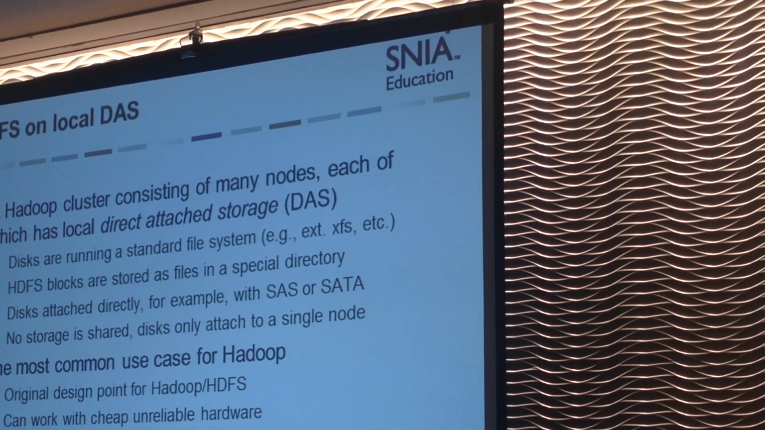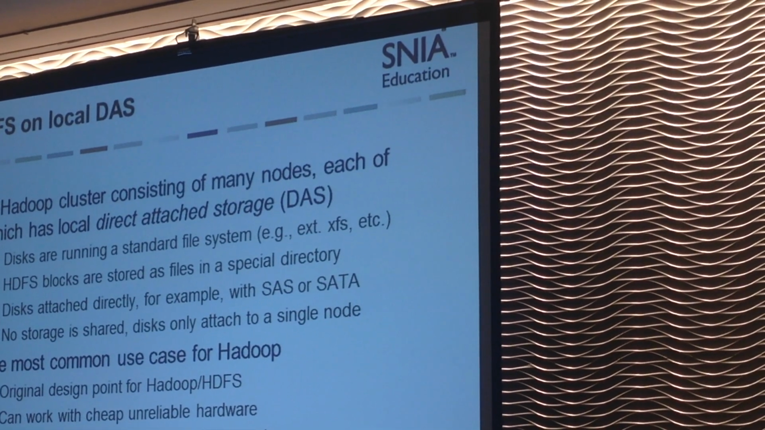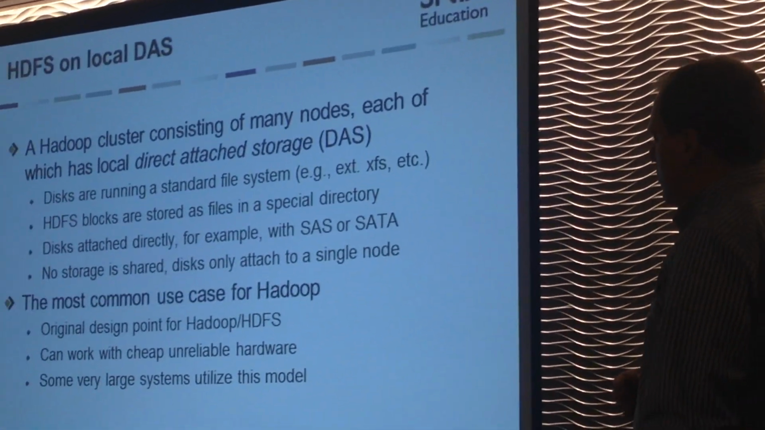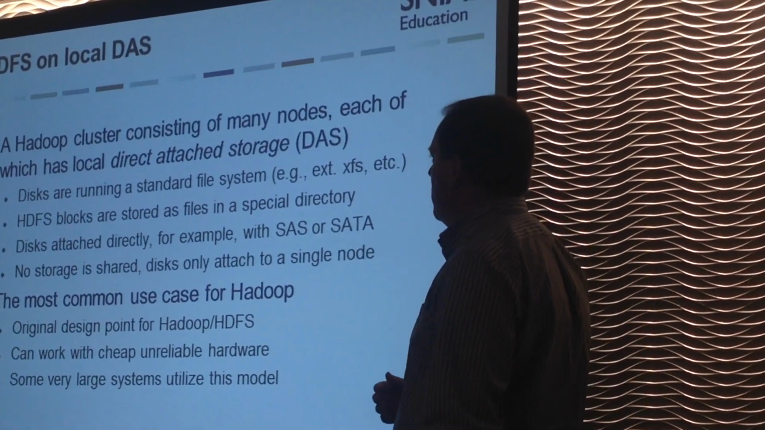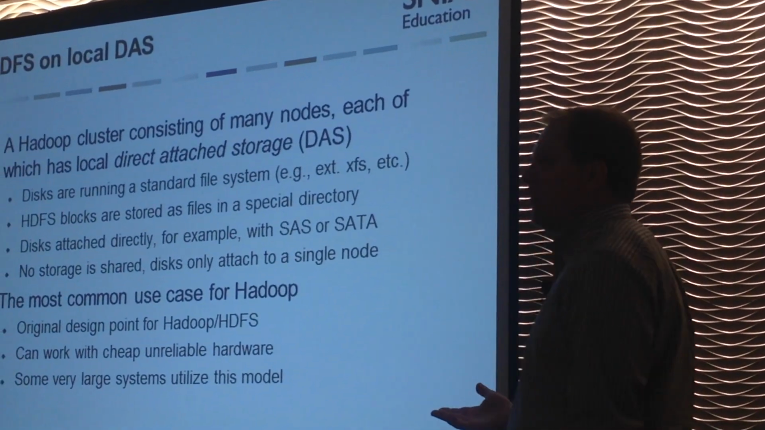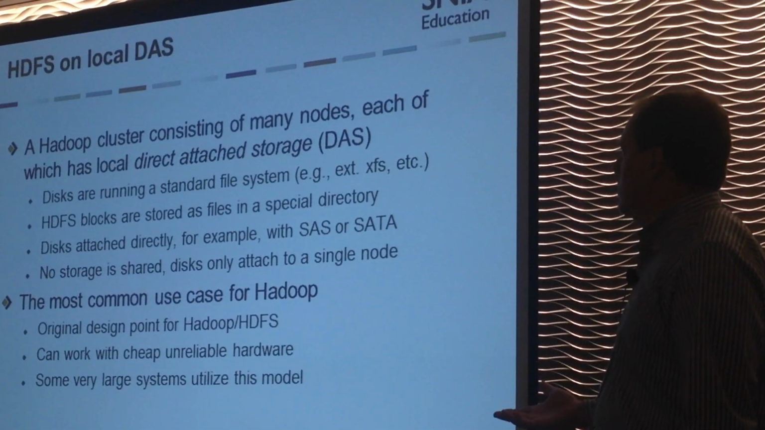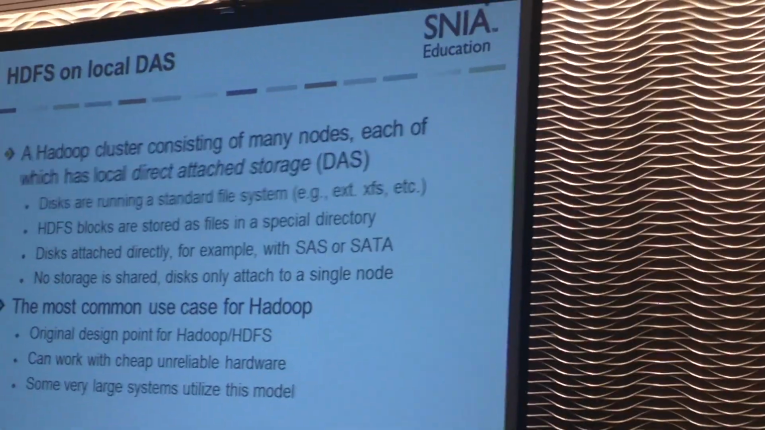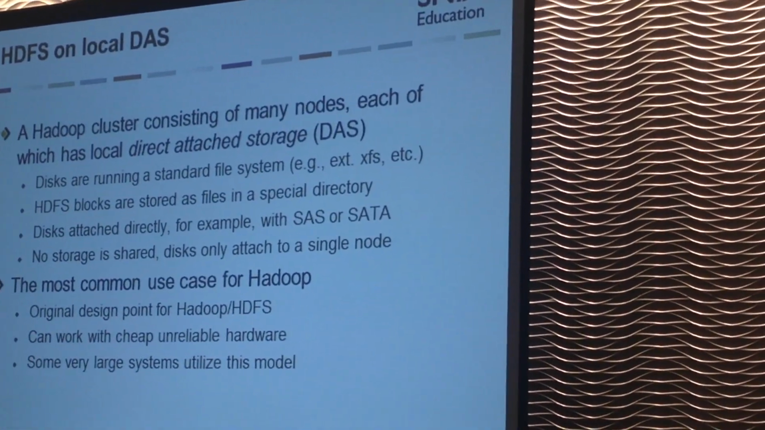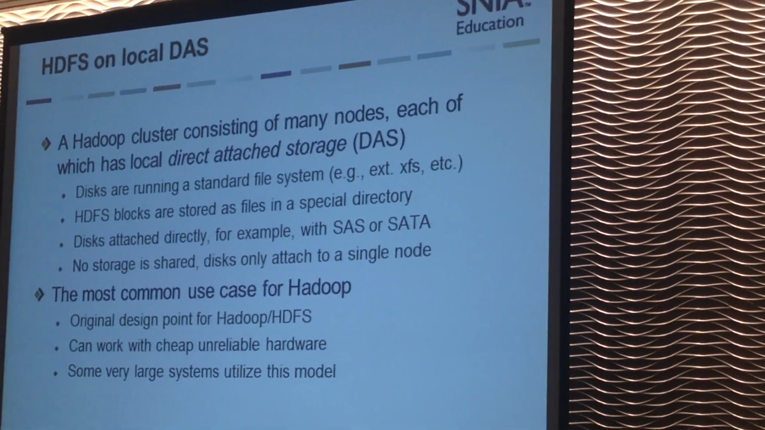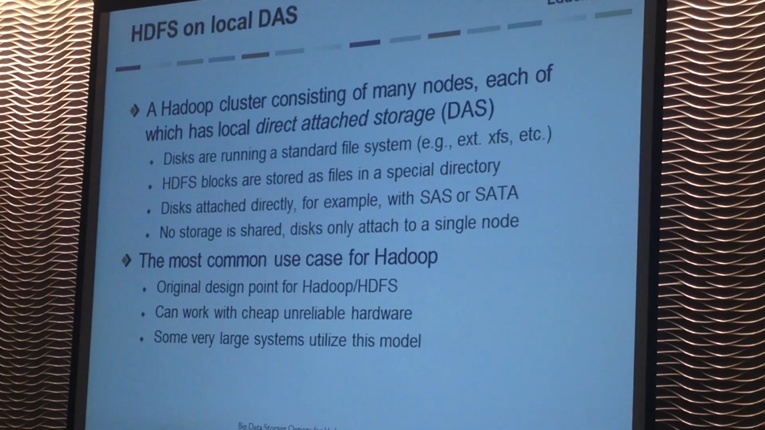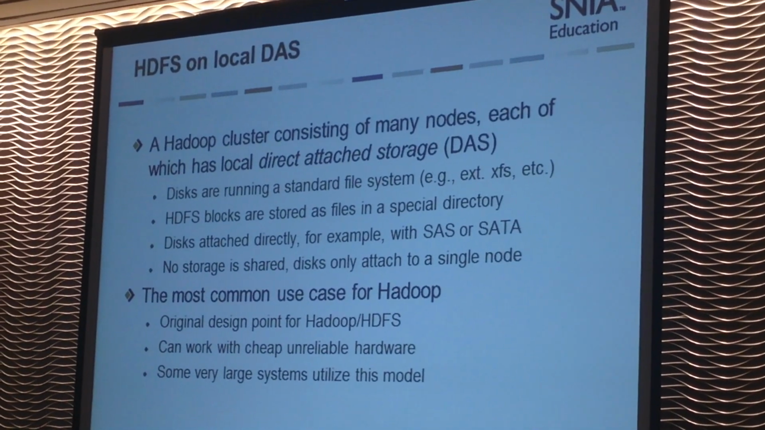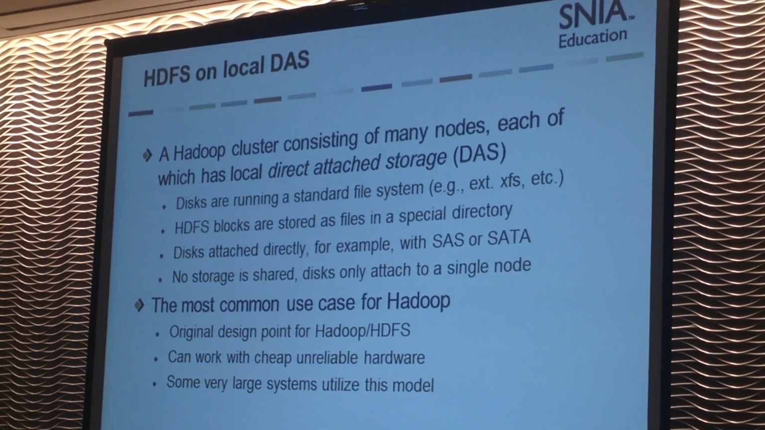So a Hadoop cluster consisting of nodes, the normal way that people use Hadoop is they use directly attached storage. You'll just have disks running a normal file system, the disks attached to the servers which are running the task. And HDFS blocks, as I mentioned before, are run in a special directory within the file system. The blocks just end up being files with names that Hadoop knows.